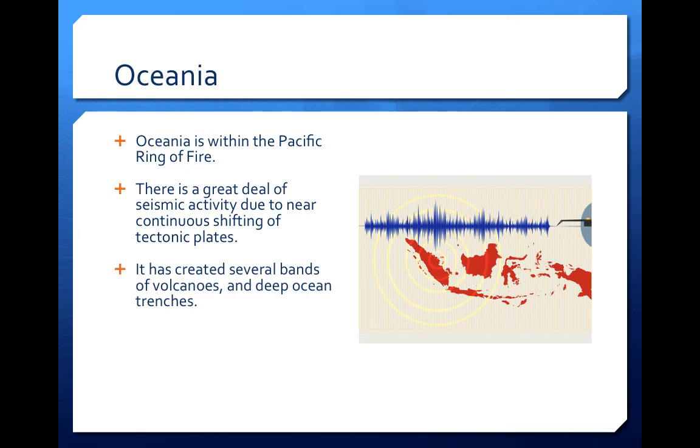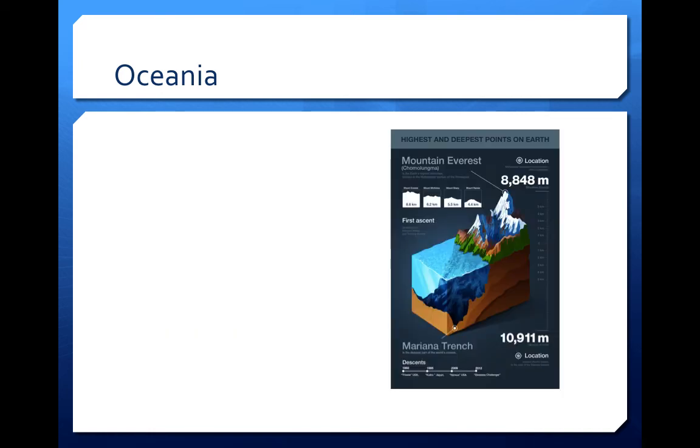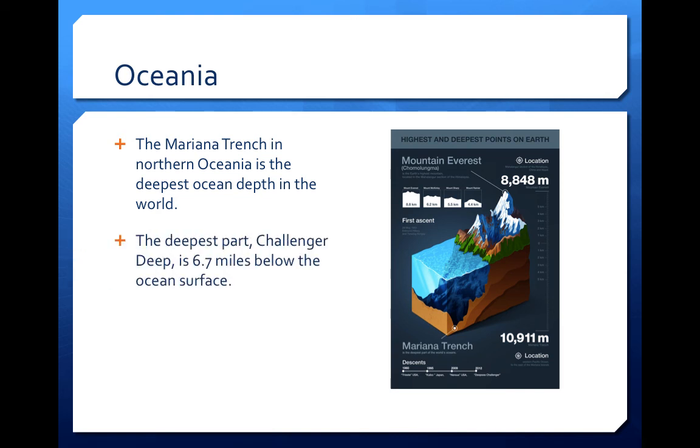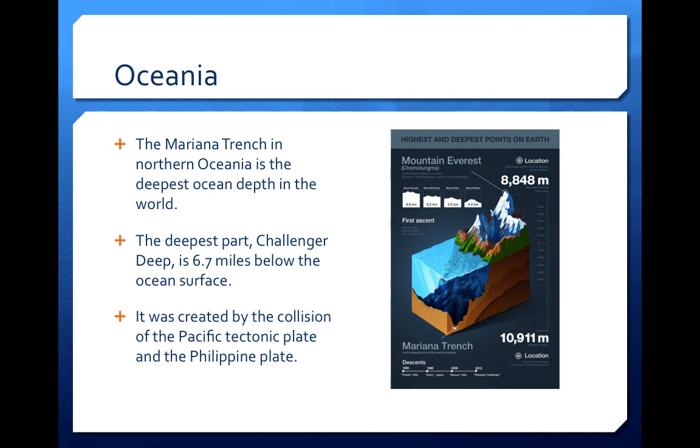It has created several bands of volcanoes and deep ocean trenches. And there are many earthquakes, some of the Earth's most severe. The Mariana Trench in northern Oceania is the deepest ocean depth in the world. The deepest part, Challenger Deep, is 6.7 miles below the ocean surface. It was created by the collision of the Pacific tectonic plate and the Philippine plate.